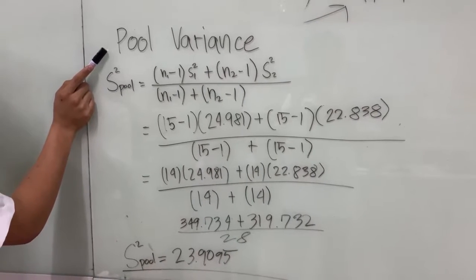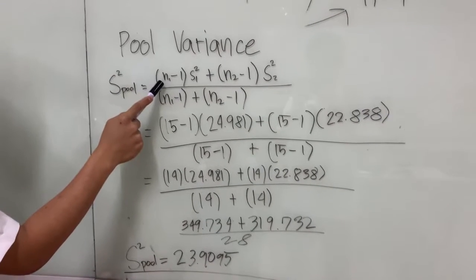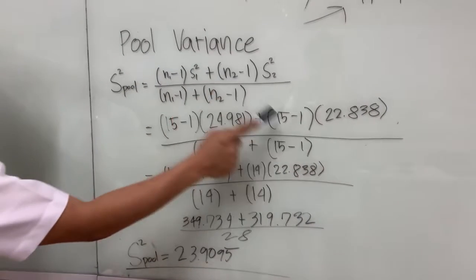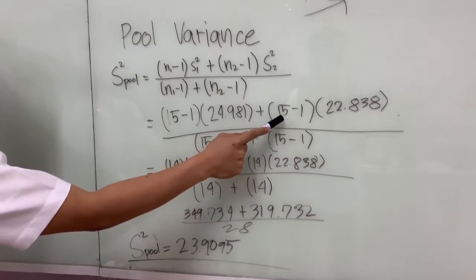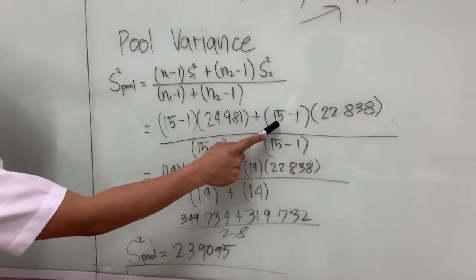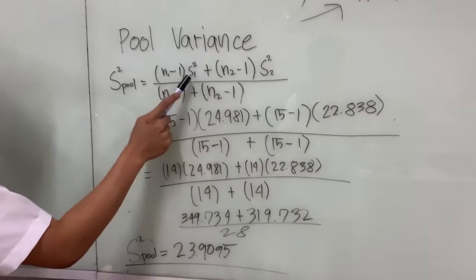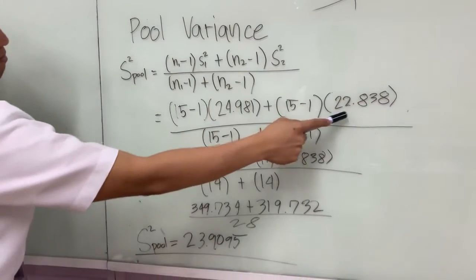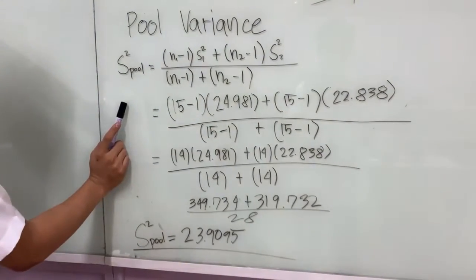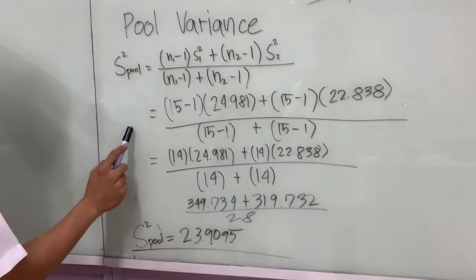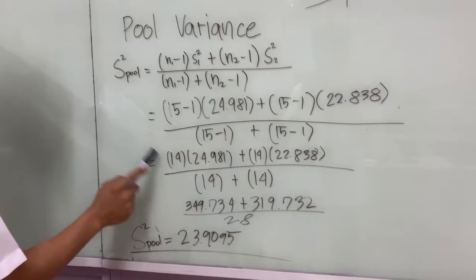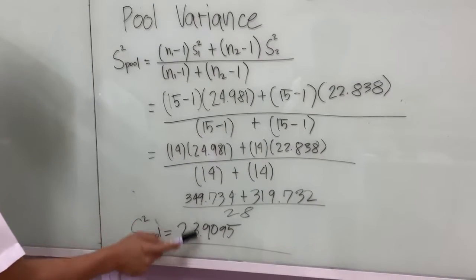Next thing we should do is to compute for the pooled variance. Our n sub 1 indicates the total scores of male, which is 15, and n sub 2 for the total scores of female, which is also 15. Then we would also input the male population variance, which is 24.981, and 22.838 for the female population variance. After that, we just have to follow the mathematical procedures of the formula, and then we will have 23.9095 as our acquired pooled variance.